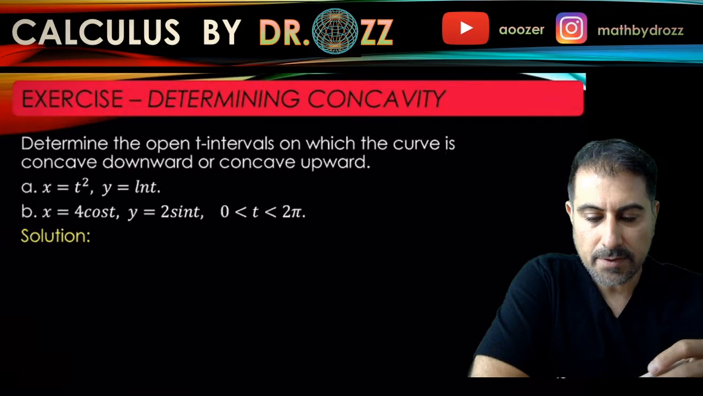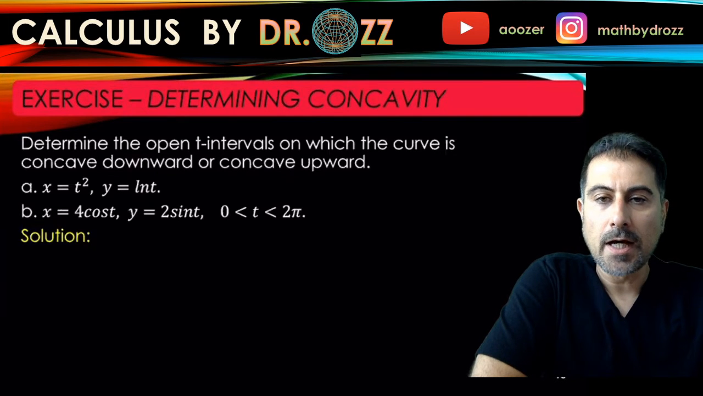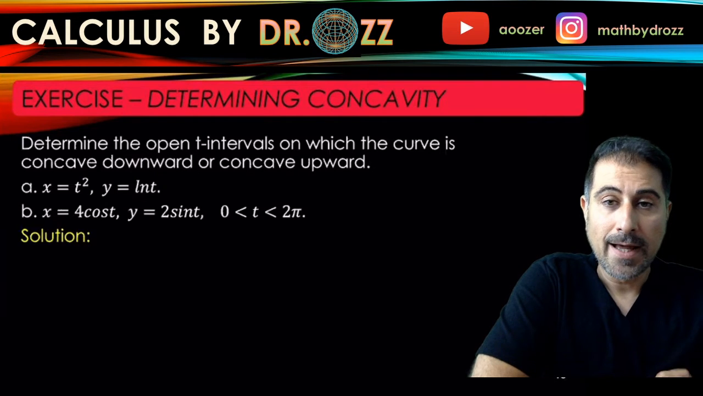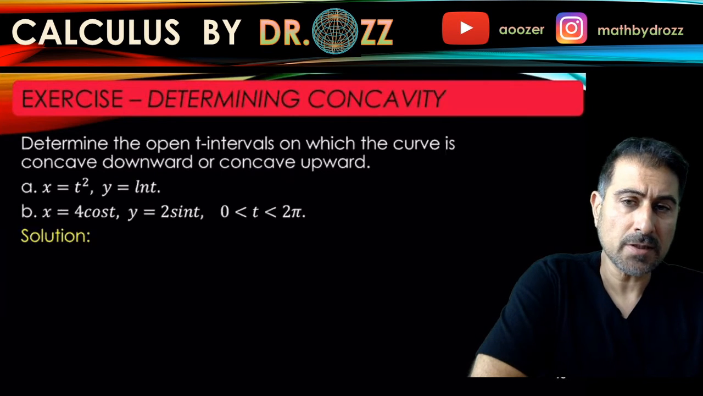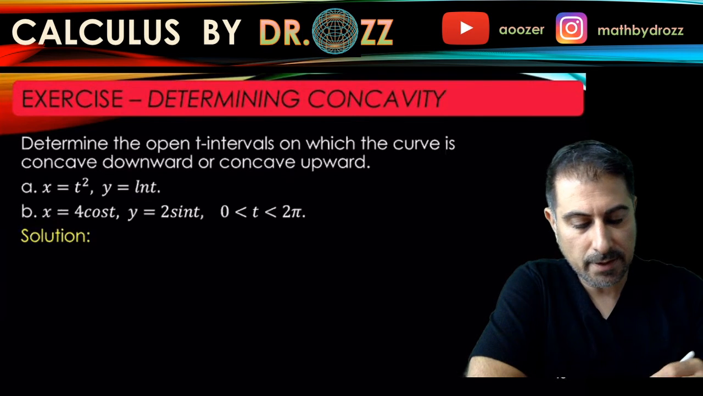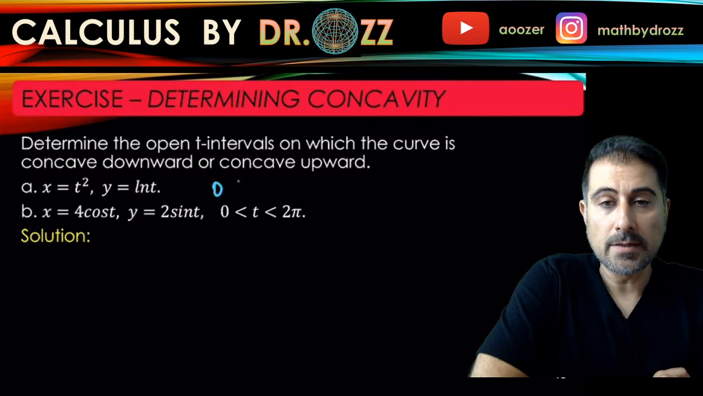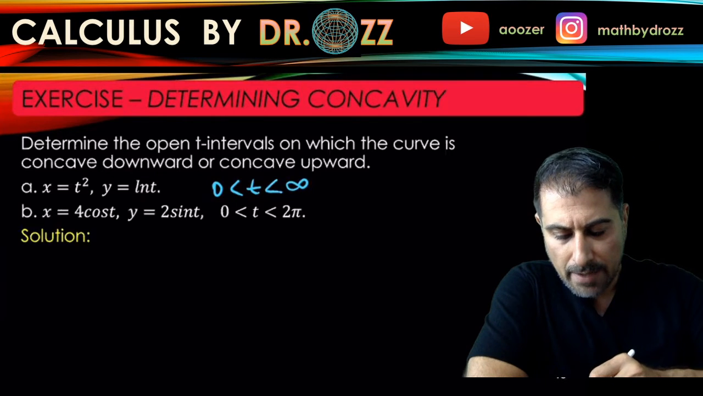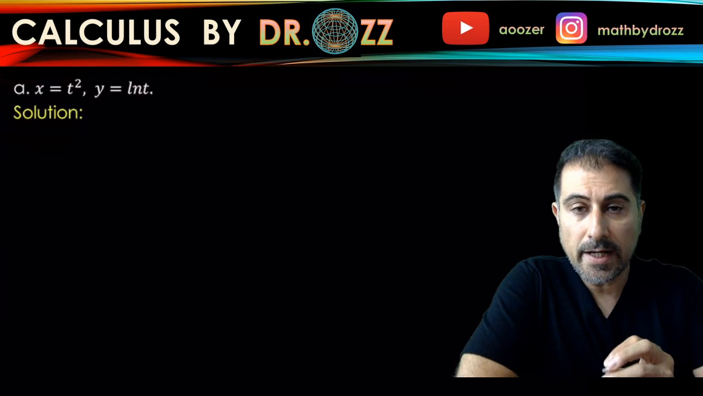All right, let's start with part A. We have x equals t squared and y equals ln t. We're going to find the open t intervals on which the curve is concave up or down. But before we jump into that, just observe that the ln function is not defined for negative values or 0. So we should only consider the interval 0 to infinity for t to start with. And for concavity, I need the second derivative of the function. So let's go ahead and find that.